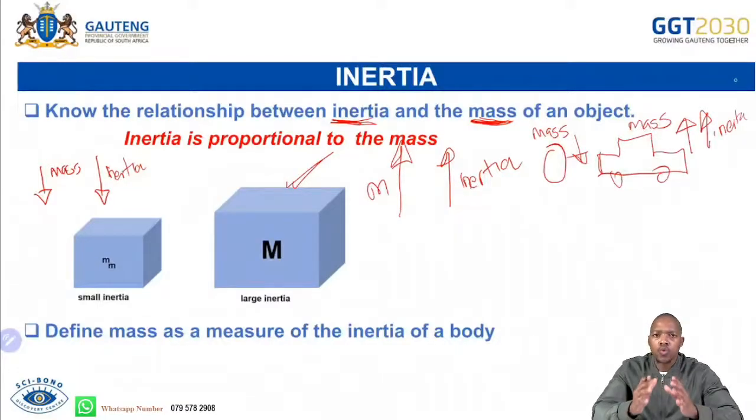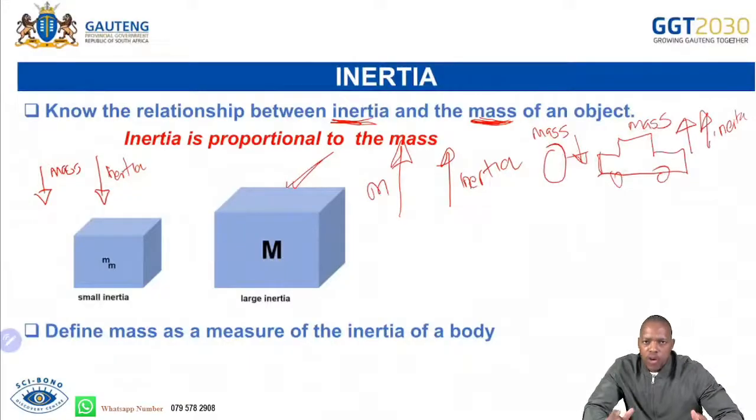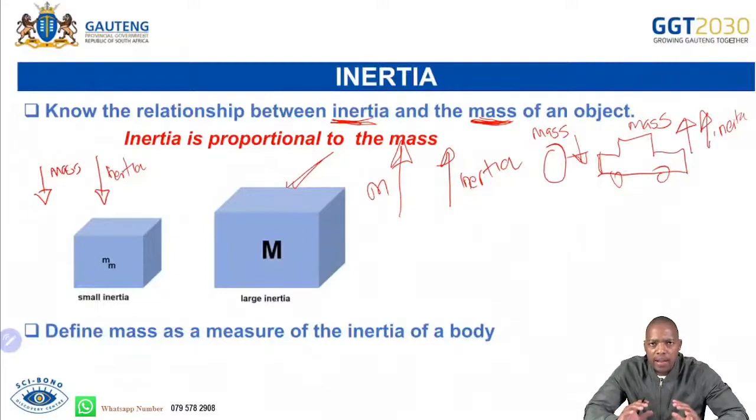Objects do not want to change their state of motion. They tend to resist that. They do not want to change from rest to moving, and they don't want to change from moving to resting. So the bigger the mass of the object, the greater the resistance, and the greater the difficulty of stopping it from moving or starting it to move.